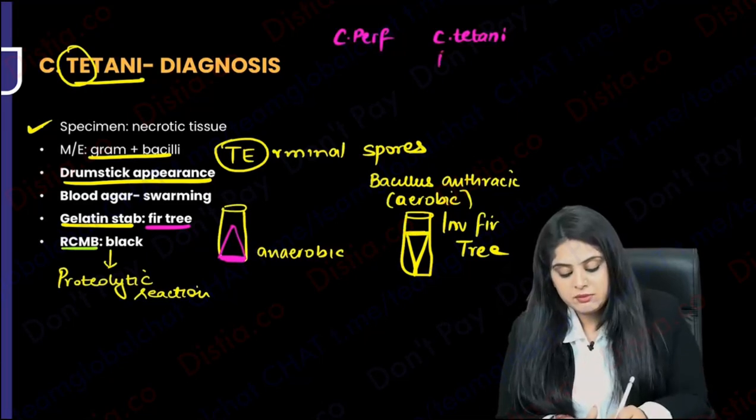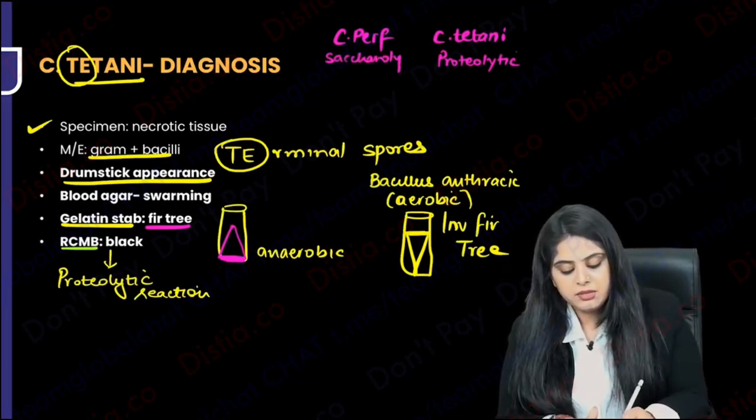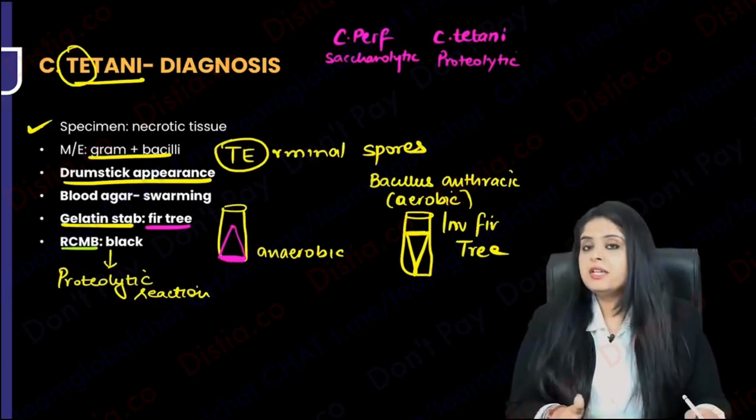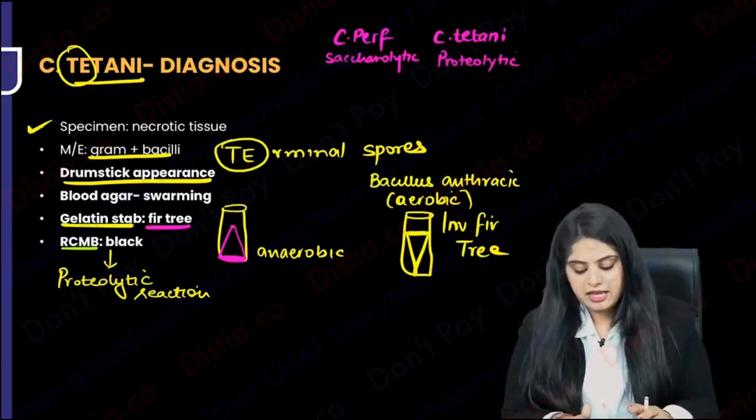No, you will have to keep the P over here in tetani, that is proteolytic, whereas what is saccharolytic? Saccharolytic is going to be Clostridium perfringens. Sorted? Now, I'll show you the pictures once again. Have a look at this, guys.